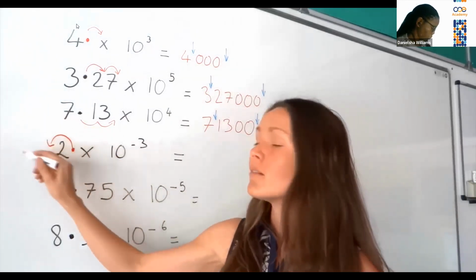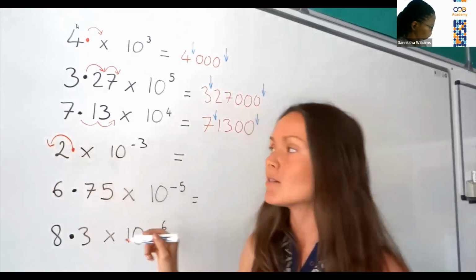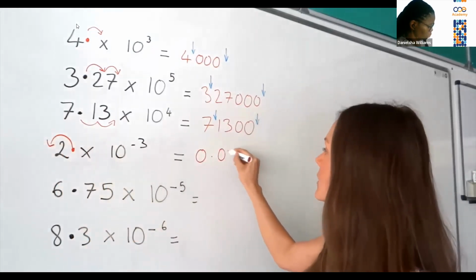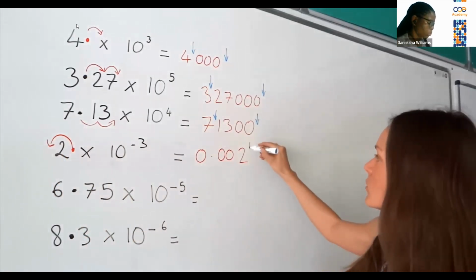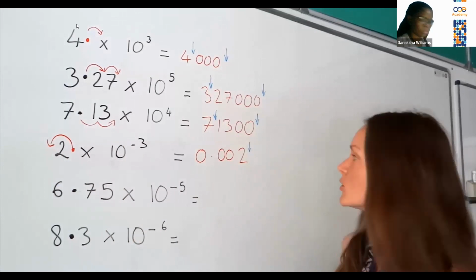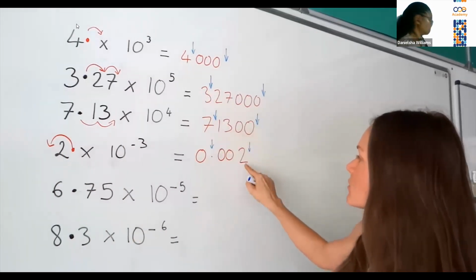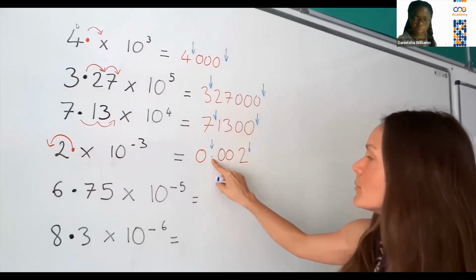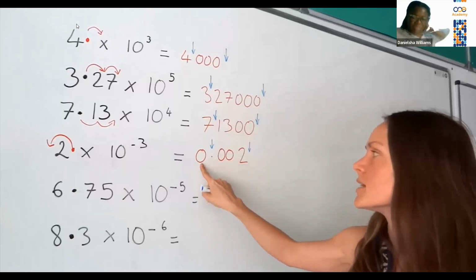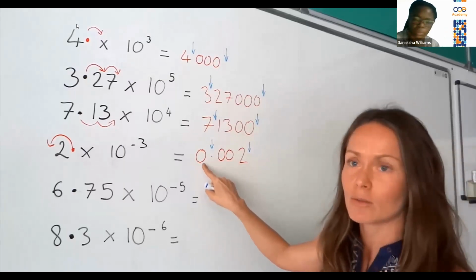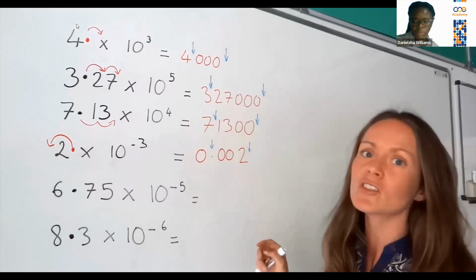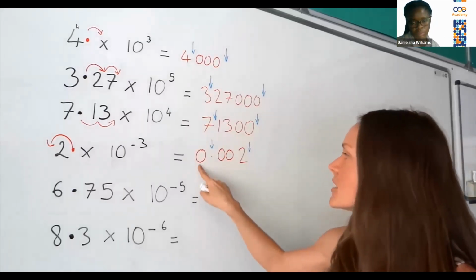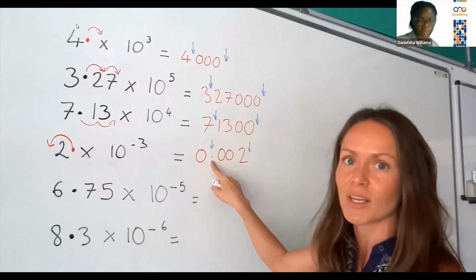Remember, when there are no numbers there, we need to add in zeros. For this one, it's going to look like that, because the decimal used to be after the 2, and now it's there. So I've moved 1, 2, 3 places. Now, this 0, it's not wrong if we don't put the 0 in, because 0.002 is the same thing. It's just nice and tidy if we put the 0 in front of this decimal here.